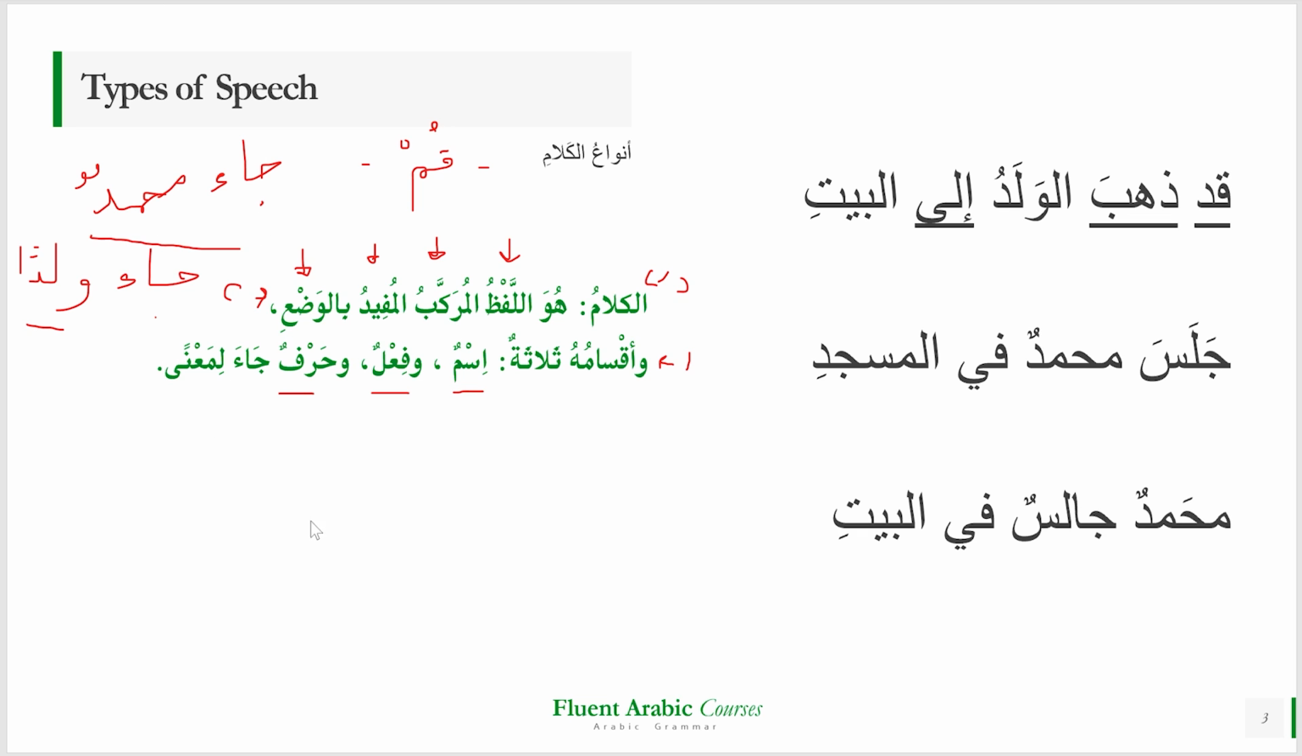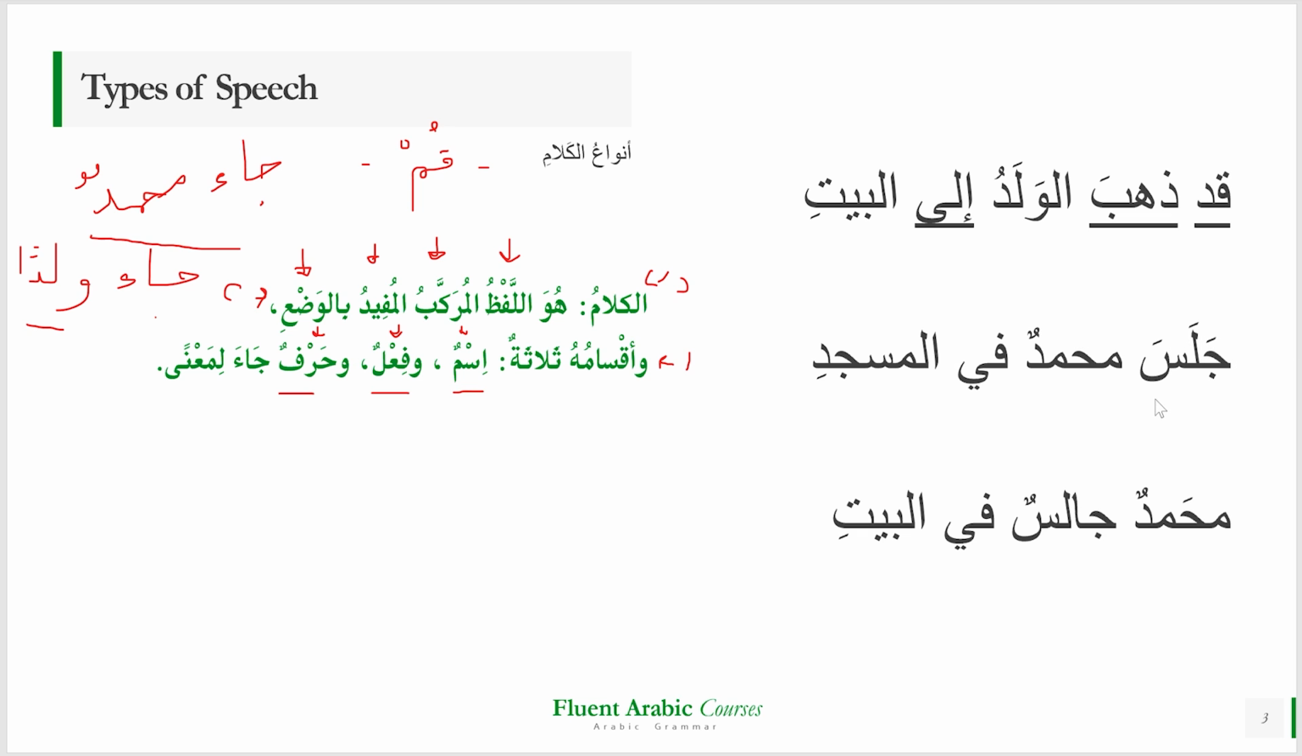So any speech in Arabic, it has to be one of these three things. It has to be a noun, a verb, or a particle. If it is not one of these three things, it is not Arabic. So any word in Arabic, it has to be one of these three things. So why is this the first step of al-i'rab? Why is it important to break down the sentence into nouns and verbs and particles? Let me just show you a simple example. So we have a sentence here. جلس محمد في المسجد.